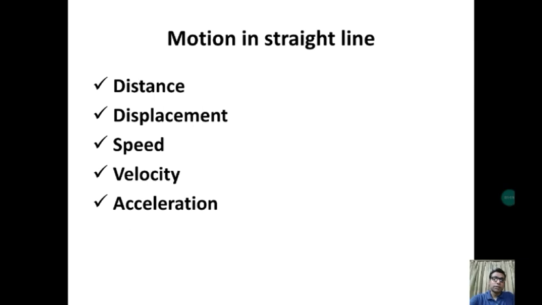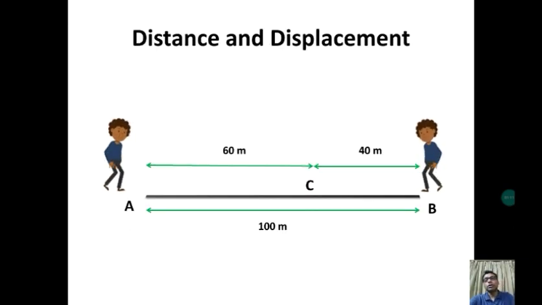What is the distance and displacement? So what is the distance actually? Distance is the total path covered. When an object is covering a path, what we measure is the total distance. And what is the displacement? Displacement is the shortest distance between any two points.